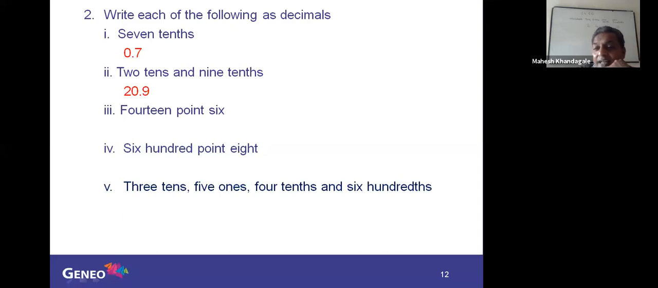14.6, you can directly write it like 14.6. Okay. 600.8. So this can be written as 600.8. Fifth question, 3 tens, 5 ones, 4 tenths, and 6 hundredths. So this would be 3 in the tens position, 5 in the units place, 4 in the tenths place, and 6 in the hundredths place. Okay.